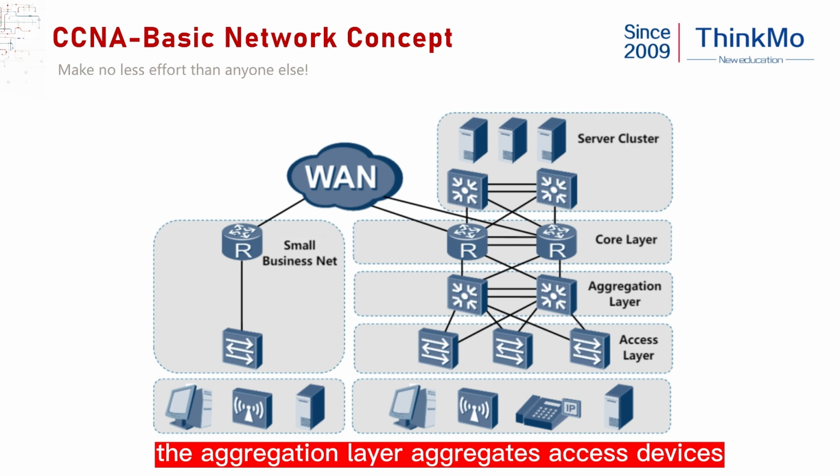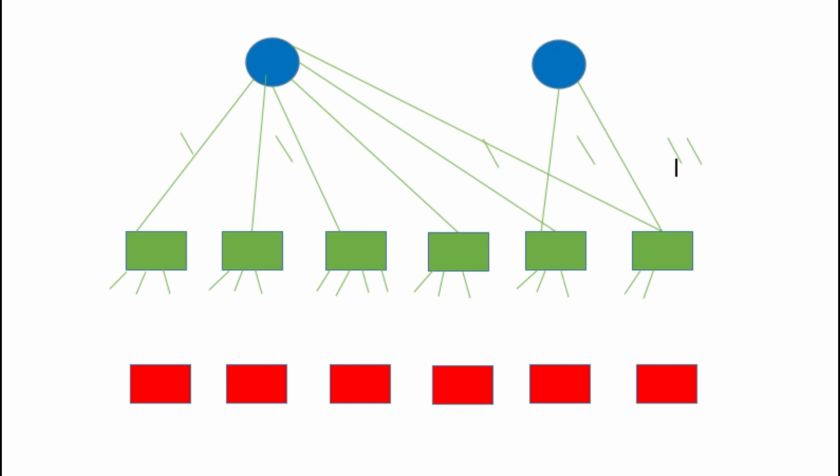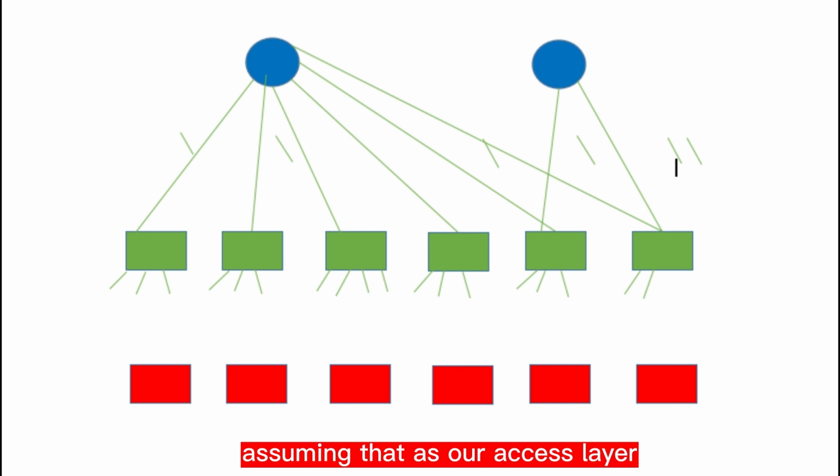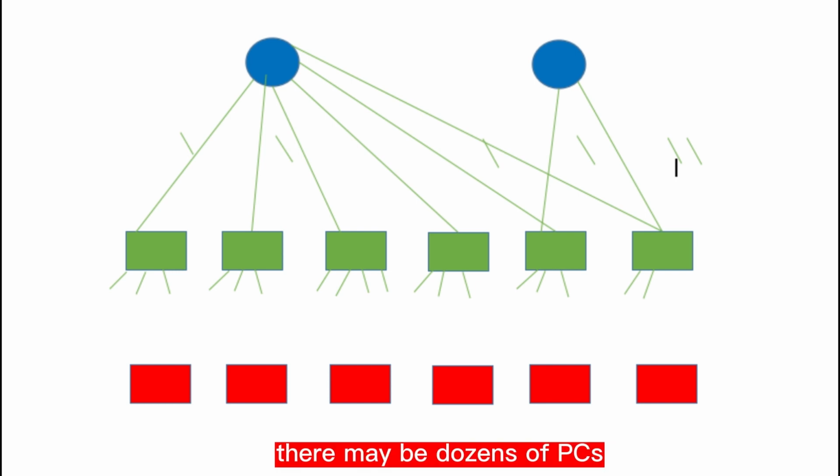The aggregation layer aggregates access devices. I will give you an example. For example, this is our terminal, PCs one by one, very many PCs. Assuming this is our access layer, this is an access switch, one by one. There may be dozens of PCs connected to each switch.